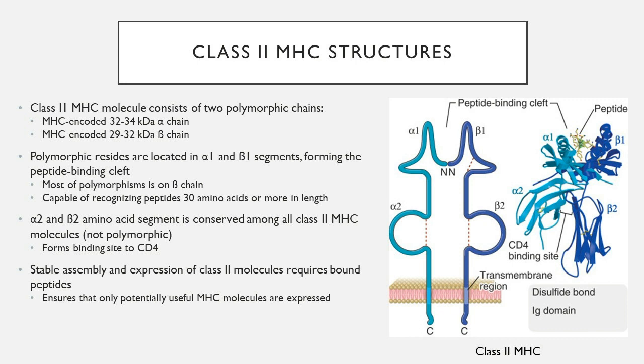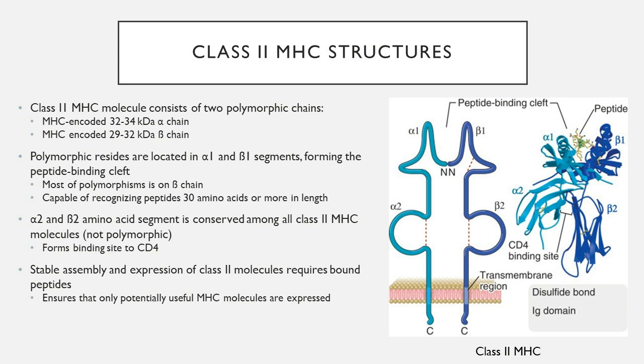Another key difference between class 1 and class 2 is that class 2 can recognize peptides up to 30 amino acids in length. This is a lot longer than what class 1 structures recognize. Now, just like in class 1 MHC structures, the Ig-like domains, in this case alpha 2 and beta 2, are conserved among all class 2 MHC structures. So these are not polymorphic, and they help bind to their respective docking co-receptor on the T cells. Remember, class 2 gets recognized by CD4, and class 1 gets recognized by CD8.